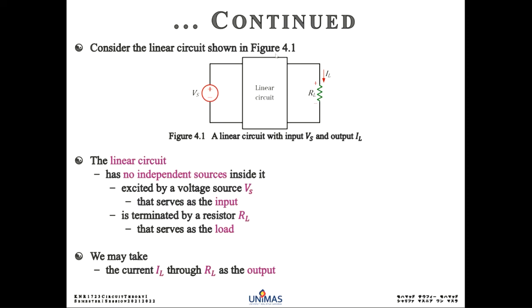So consider the linear circuit shown. A linear circuit has no independent source inside it, driven by a voltage source that serves as input, terminated by the resistor RL that serves as a load. So you have a voltage source, and a linear circuit containing only linear elements, that is the resistors only, with no independent source, terminated by the output RL. We may take the current IL through RL as the output.